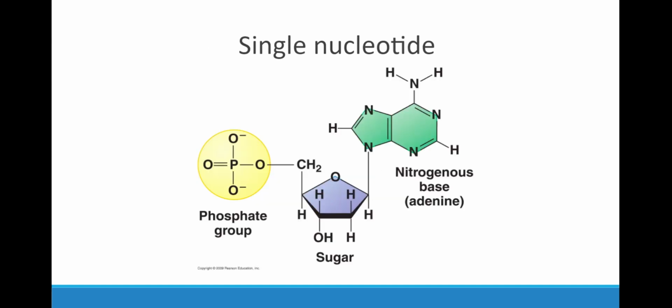Let's look at the structure of a single nucleotide. Nucleotides are the building block of the DNA molecule. We can see that a nucleotide has 3 parts: a phosphate group, shown in yellow, a sugar, shown in blue, and a nitrogenous base, shown here in green. The nitrogenous base shown in this picture is adenine. Thymine, cytosine, or guanine could also appear in this position.